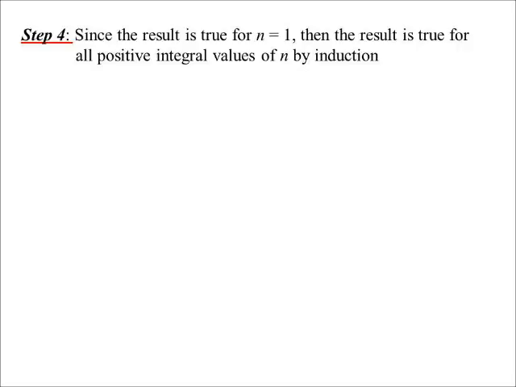You'll see some texts and some solutions, they have a lovely long answer here where they write something like this. When I was at school, this is what we used to write. Since the result is true for n equals 1, then it is true for n equals 1 plus 1, i.e. n equals 2. And since the result is true for n equals 2, it is true for n equals 2 plus 1, i.e. n equals 3. And so on for all positive integral values of n. You don't need to do that. We're basically saying, look, hey, we proved it for 1, so now I can induce my solution. So it must be true for all of them by induction.